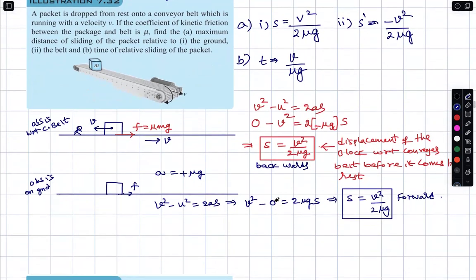Now you may ask me time. No issues. What do you want? Time, right? In this case or in the previous case it makes no difference. You will use v is equal to u plus at, which implies v is 0 plus mu g t, which implies t is equal to v by mu g.